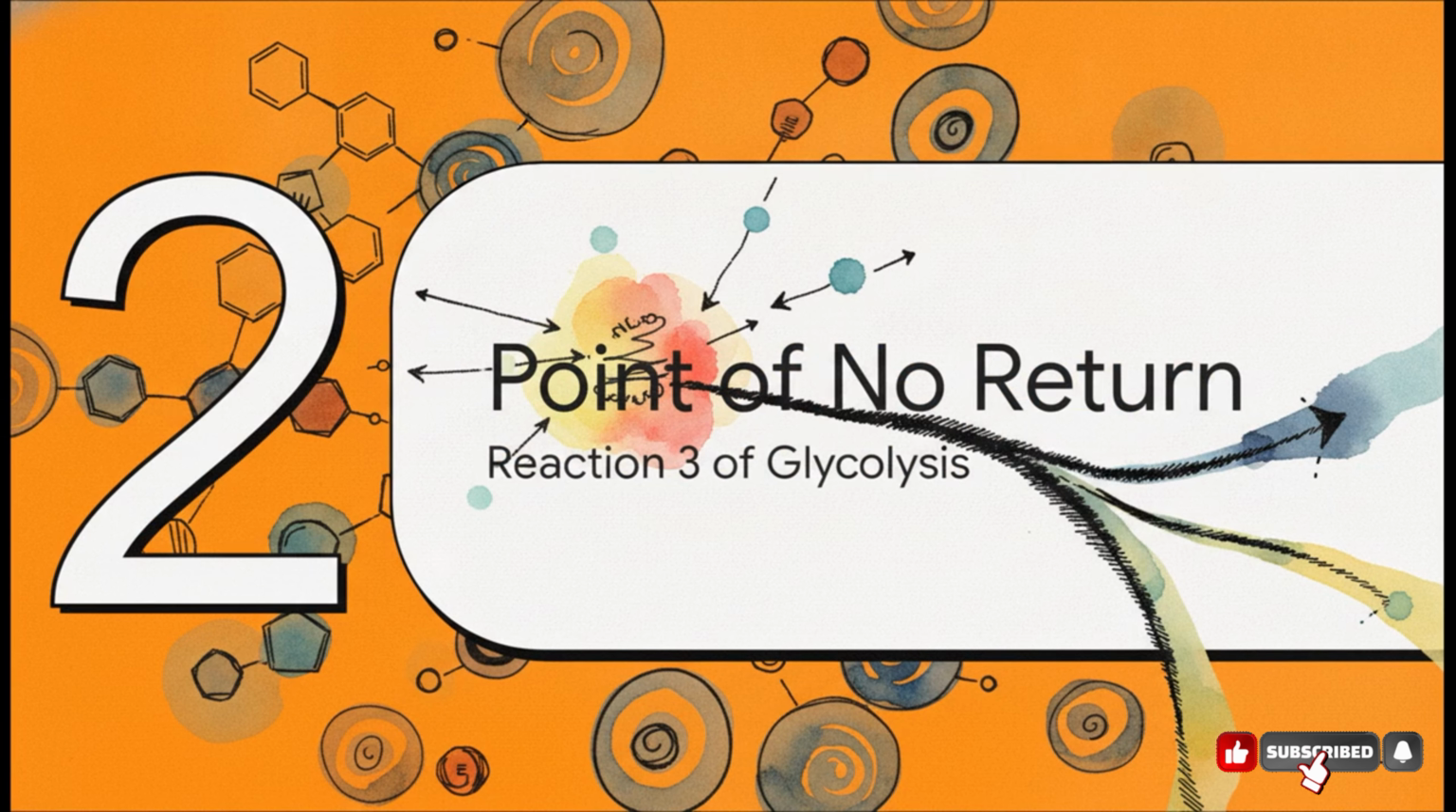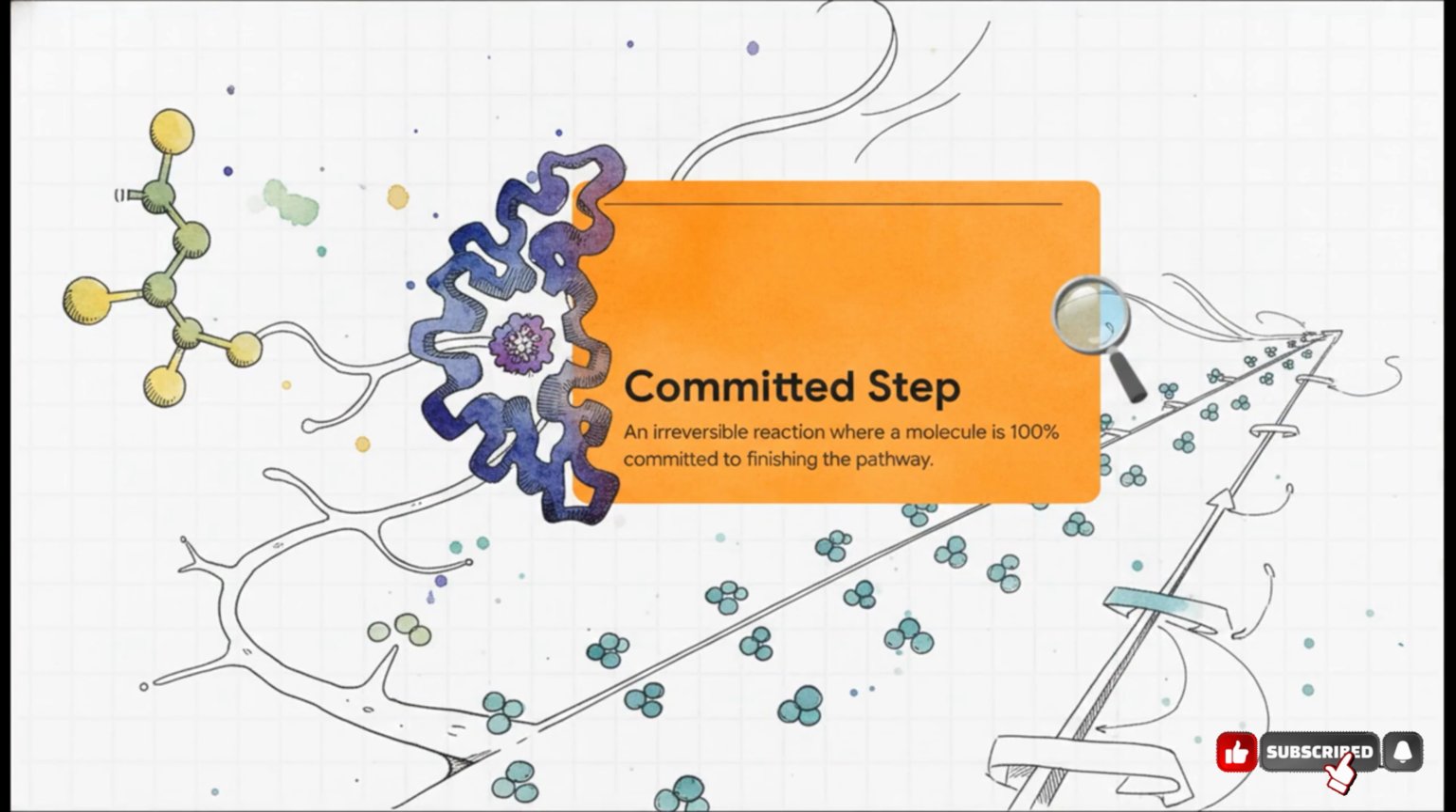Section 2. The point of no return. Now we hit the big one. Reaction 3 is what we call the committed step. In biochemistry, a committed step is an irreversible reaction. Once a molecule passes through this gateway, it is 100% committed to finishing the entire pathway. There is no turning back.